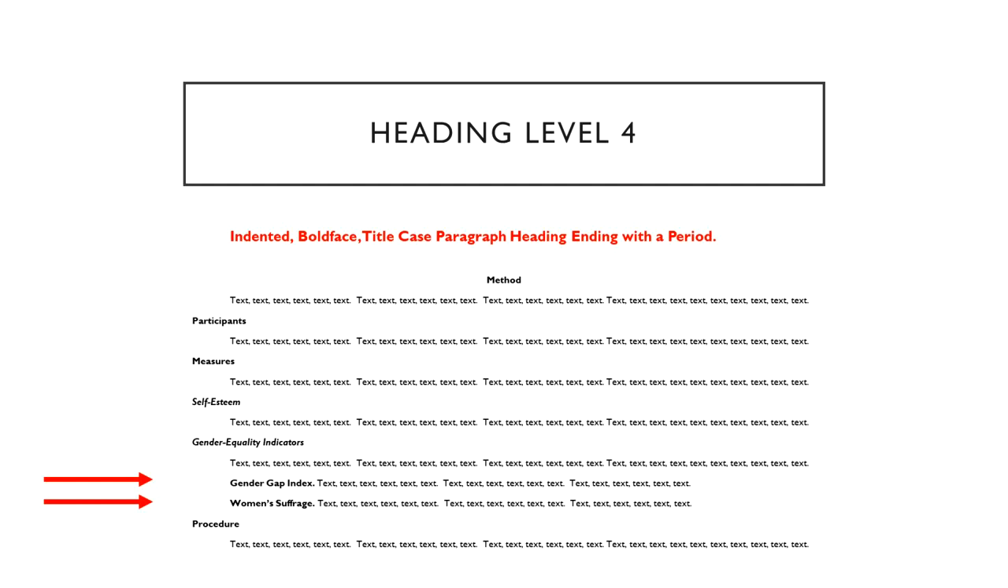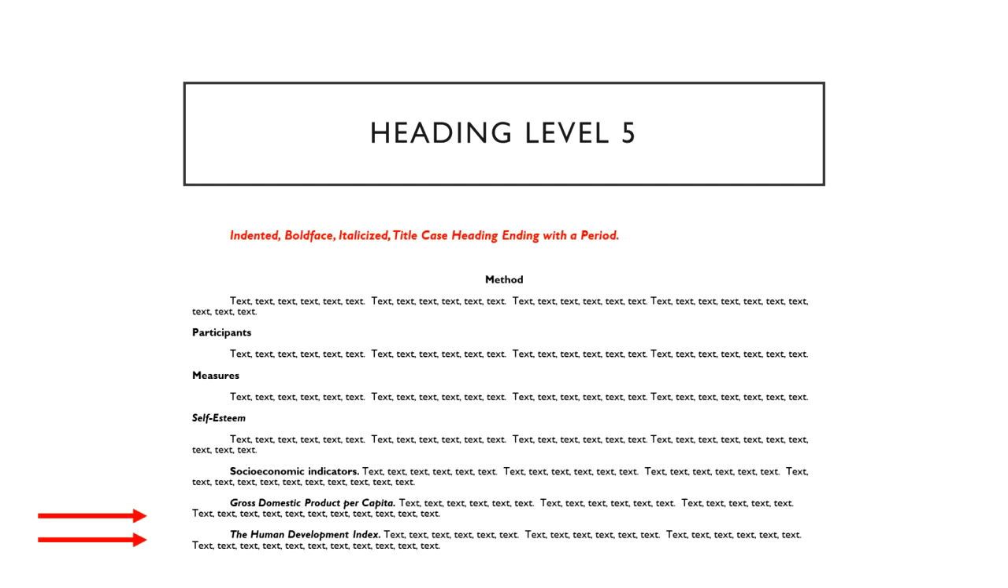The next heading level is to italicize what I've already done. And since I'm running out of room, I'm going to do this under Self-Esteem. So I erased all that other stuff because I was running out of slide room. So I've got heading level 1 with Method, heading level 2 with Participants and Measures, heading level 3 with Self-Esteem. I threw in a new heading level 4 under Self-Esteem with Socioeconomic Indicators. And then under Socioeconomic Indicators, I've made 2 heading level 5s, Gross Domestic Product per Capita and the Human Development Index. What's special about these?